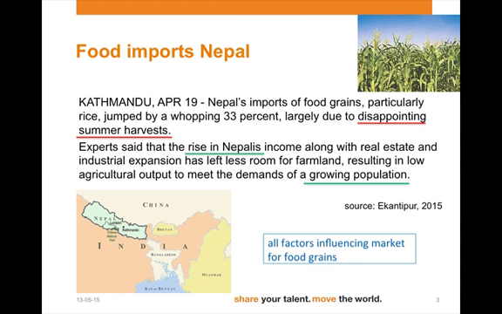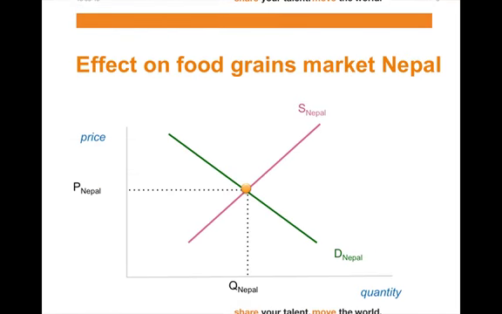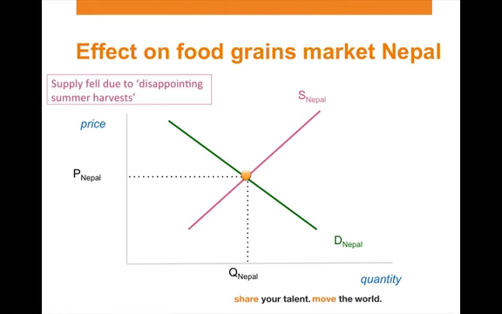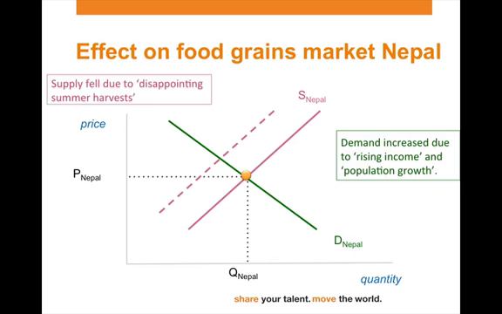So if we look at the food grains market in Nepal, the domestic market, we first see that supply fell due to disappointing summer harvests. Supply curve shifts to the left. On the other hand, we see demand increase due to rising income and population growth. Shift of demand to the right. What will be established is that the price on the domestic market in Nepal will increase.